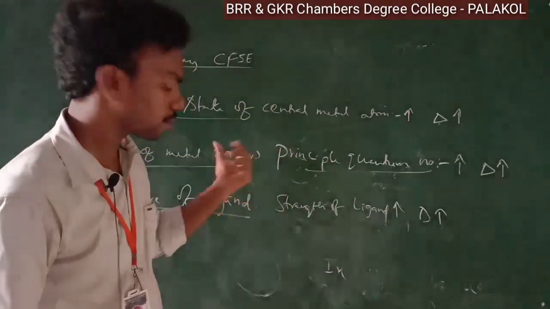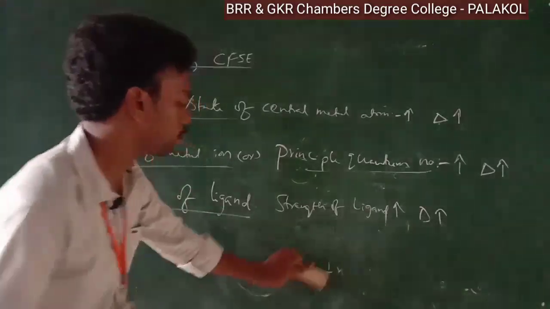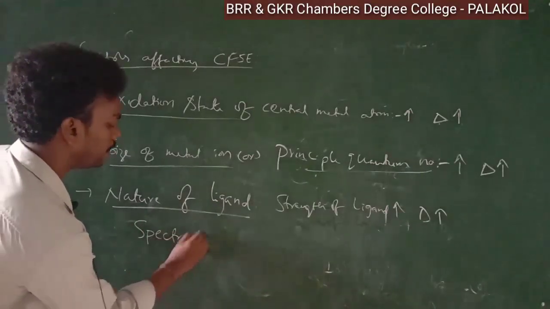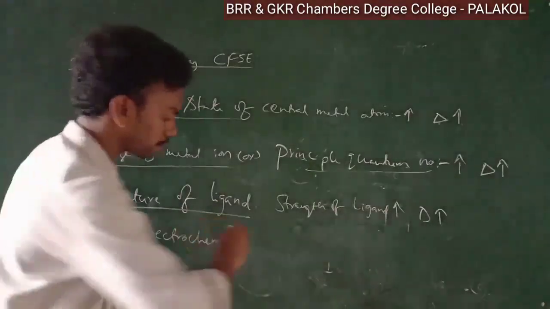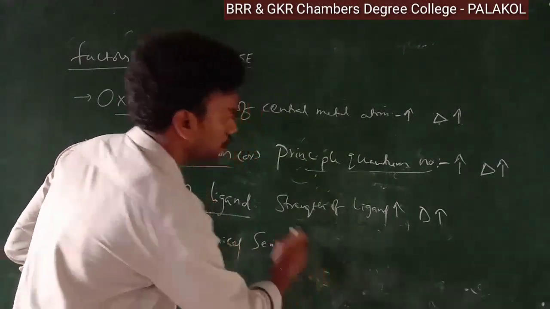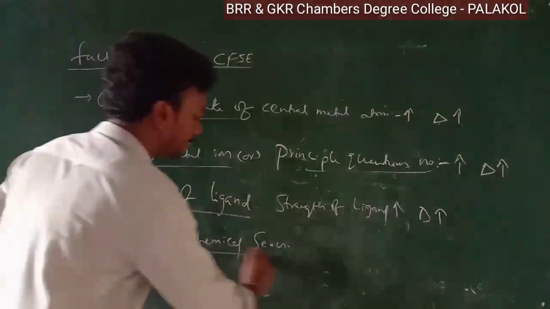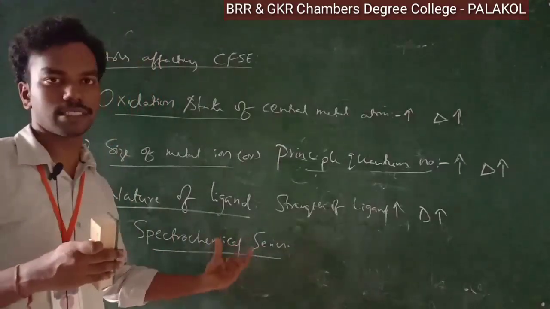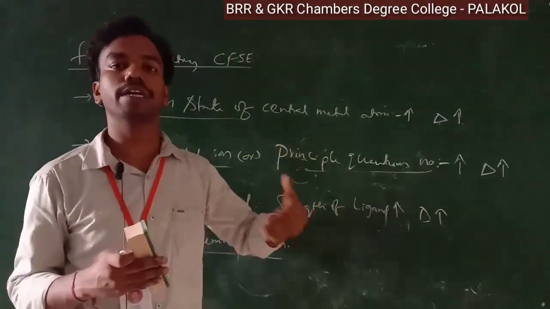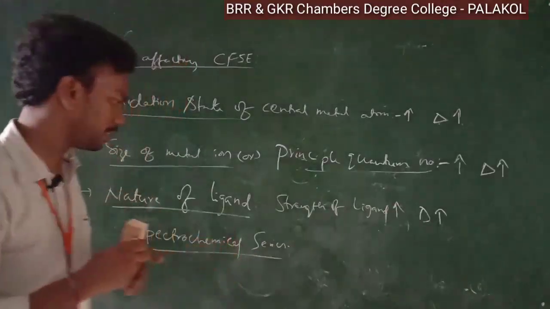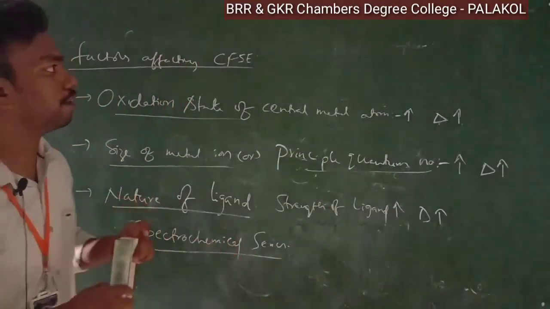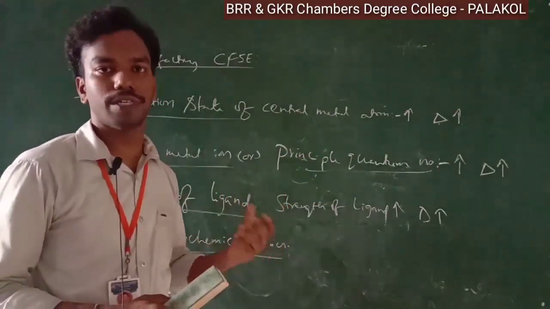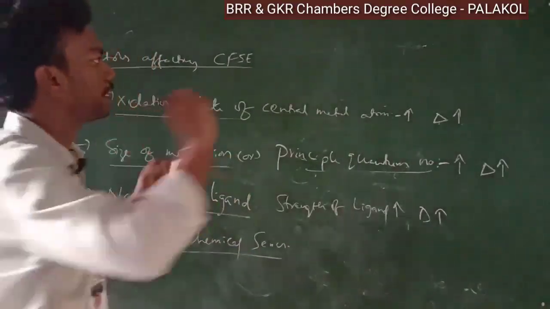This can be understood with the help of the spectrochemical series. So what is the spectrochemical series? This is very important. The spectrochemical series is a series where you can arrange different ligands according to their strength. From this series, you can know which one has higher strength, which one has lower strength, which is a strong ligand and which is a weak ligand. Okay, so I will write it here.